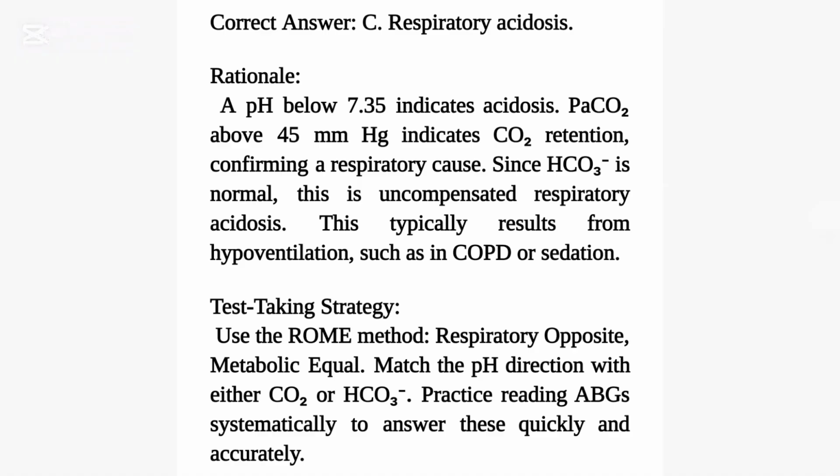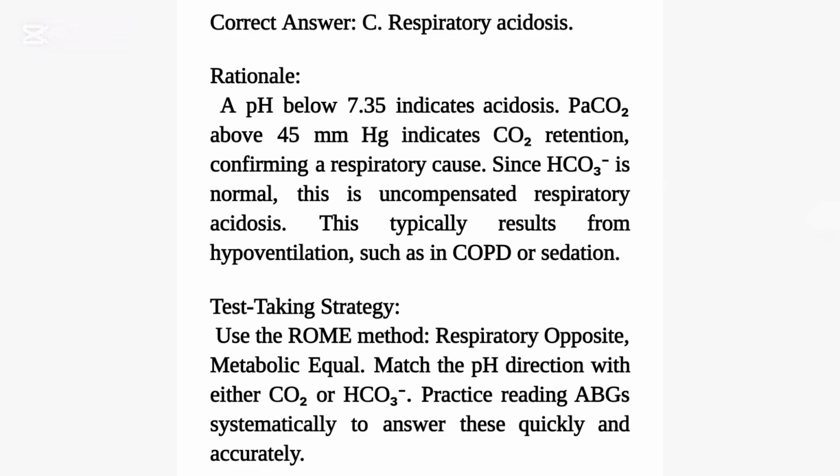Correct answer: C. Respiratory acidosis. Rationale: a pH below 7.35 indicates acidosis. PaCO2 above 45 millimeters of mercury indicates CO2 retention, confirming a respiratory cause. Since HCO3 is normal, this is uncompensated respiratory acidosis. This typically results from hypoventilation, such as in COPD or sedation.